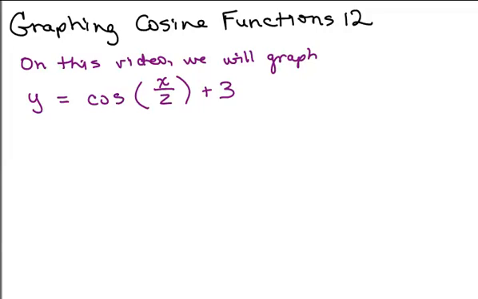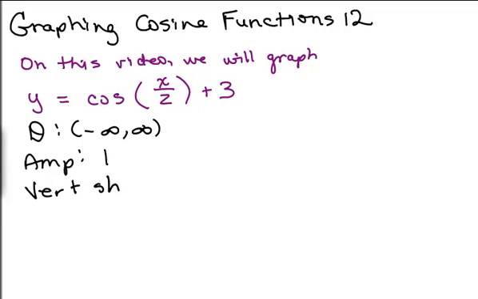This is part 12 of graphing cosine functions, and in this video we're going to graph y equals the cosine of x over 2 plus 3. First of all, notice there's no coefficient in front of the cosine, so the amplitude will just be 1. Let's write down the domain. That's always the easy one. Domain is always all real numbers, so negative infinity to infinity. And the amplitude is going to be 1. This plus 3 over here, that's the vertical shift, right? So we see we're going to have a vertical shift of up 3 units.